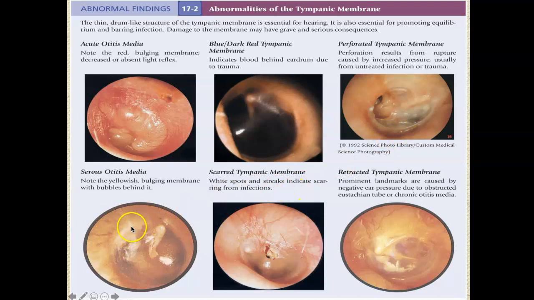This shows some serous otitis media. It's got some bulging. It's got a lot of fluid back there. There's some problems going on behind this eardrum, or behind this tympanic membrane. This one probably has had a lot of ear infections, and you can see that there's been some scar tissue happening with this eardrum. This one is hard to look at, but the tympanic membrane is retracted, because of negative pressure, because there's a problem with the fluid in the ear.